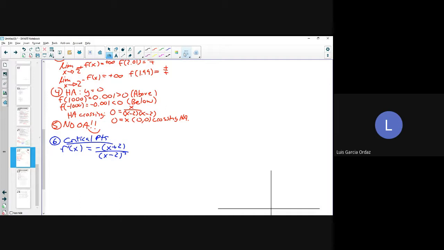So my f prime gives me 0 when x is equal to -2. And I'm going to show you how that happens. So I get 0 is equal to -x plus 2 over x minus 2 squared, or cubed. Cross multiply, so this cancels out, which means I get 0 is equal to -x minus 2. Move the x over, and I get x is equal to -2.